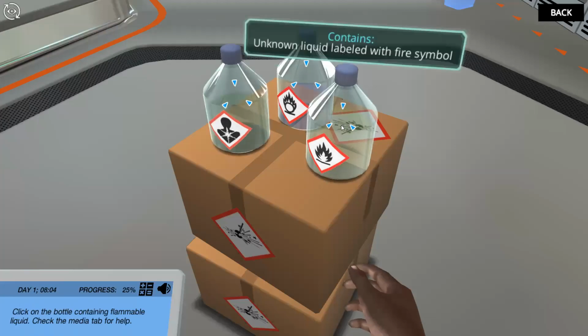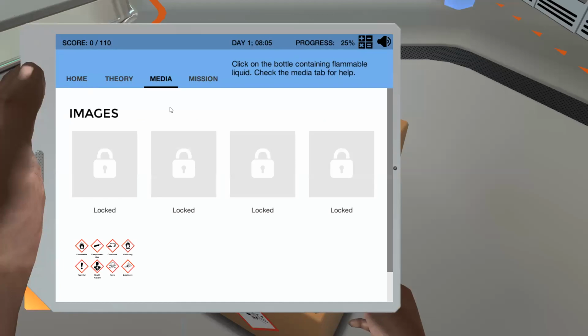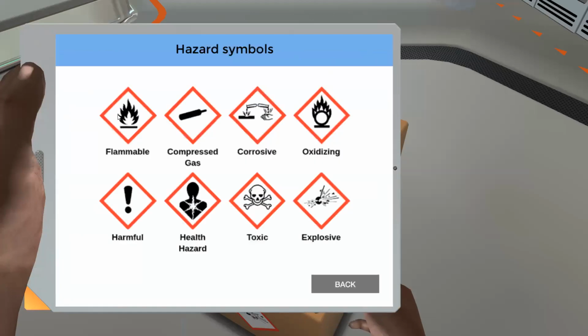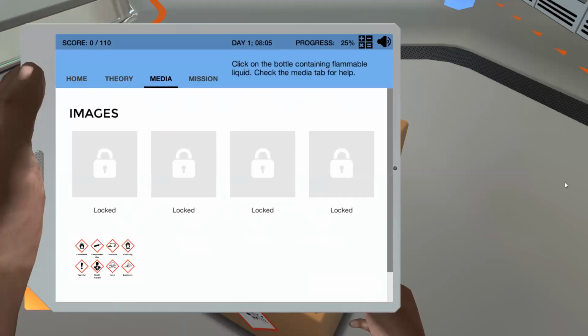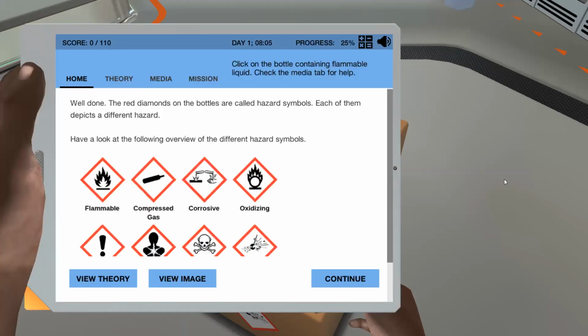That's this one right here. See, this is where you would go to the media right here. And it tells you which one of those is flammable, that one, okay? So now you know which one, and you can answer. It's this one. Well done. The red diamonds on the bottles are called hazard symbols. Each of them depicts a different hazard. Have a look at the following overview of the different hazard symbols.